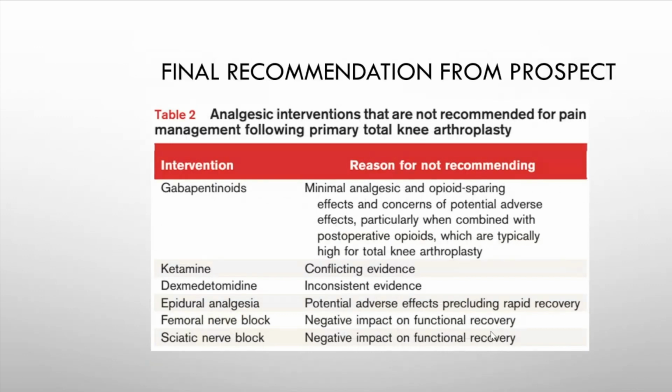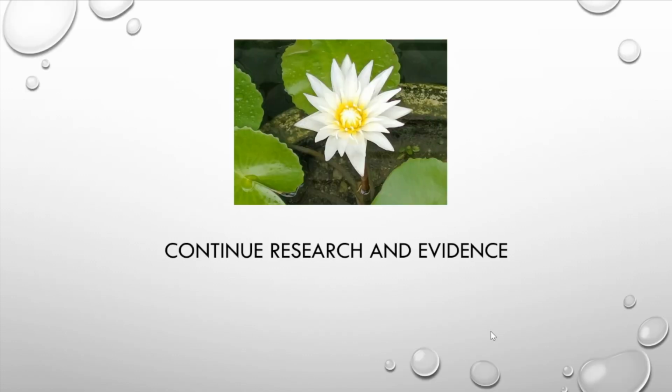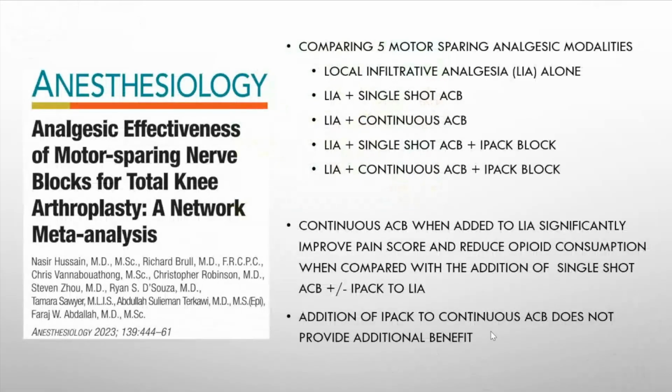These are the drugs that are not recommended. As for the limitations, they only reviewed studies that included primary TKR, not redo, not the complicated ones, not patients with chronic pain. These populations you have to treat a bit differently. And the field continues to advance. This PROSPECT guideline was published in 2022. Since then, other new evidence might have come out, such as another meta-analysis that compares five motor-sparing techniques: LIA alone, LIA plus single-shot ACB, and LIA plus single-shot ACB plus IPACK. So all this we are continuing to do.